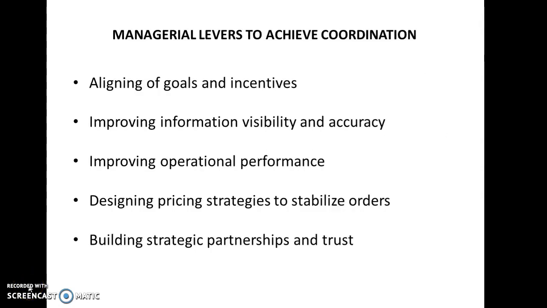Now we discuss managerial levers to achieve coordination. The first one is aligning goals and incentives. Next one, improving information visibility and accuracy. Third one, improving operational performance. Fourth one, designing pricing strategies to stabilize orders. The last one, building strategic partnership and trust. So these are all the different ways to achieve coordination in supply chain management. Now we will discuss one by one.